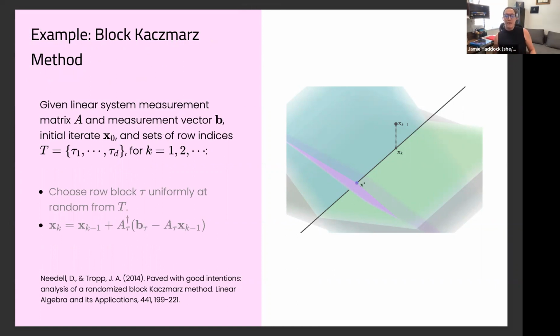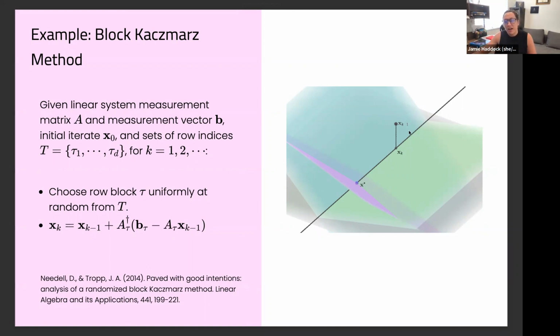Okay, so an example of a method in this area is the block Kaczmarz method. The block Kaczmarz method takes in some linear system defined by measurement matrix A and measurement vector b. And then it iteratively produces better and better approximations to the solution, or a solution to the system if it exists. It begins with some initial iterate x0. We imagine there are these sets of row indices T that we're allowed to sample from. In each iteration, the method randomly samples one of these subsets of the rows, tau, uniformly at random from the list of all of those that are allowed. And then the method simply projects the previous iterate onto the solution space defined by the subset of rows sampled.